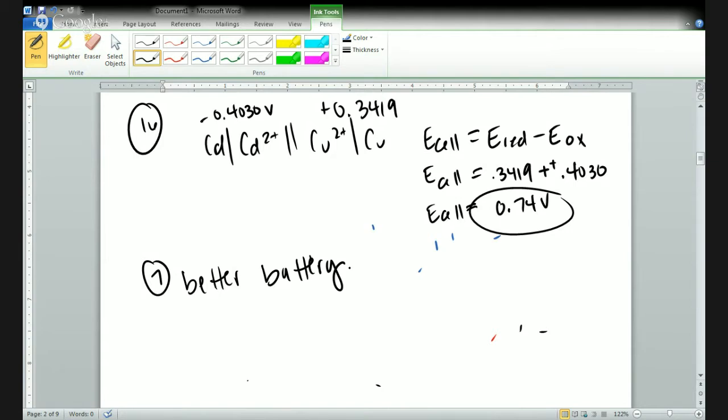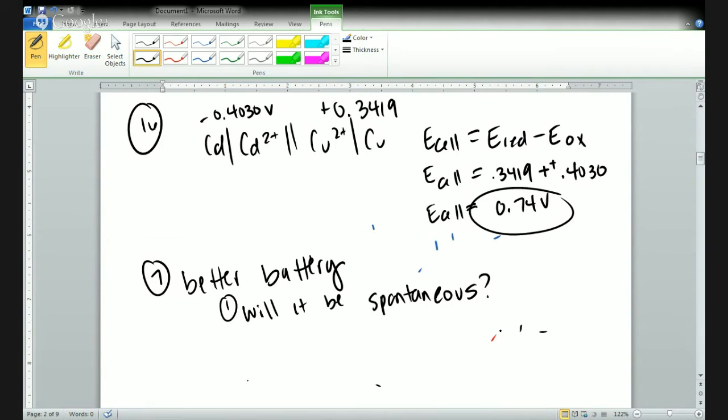So when you're trying to figure out which would make a better battery, the very first question you want to ask yourself is, will it be spontaneous? And how you know if it will be spontaneous is if your solid piece is higher than your aqueous piece on the activity series. So if we look at, for example, the Li and the Co, I know that my Li is higher on the activity series than my cobalt is, so I know that will make a spontaneous reaction.